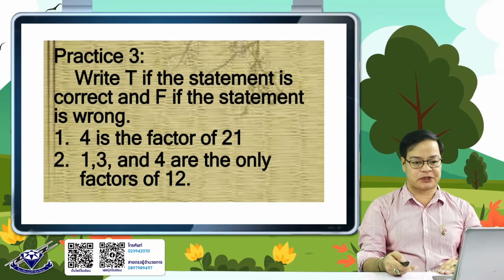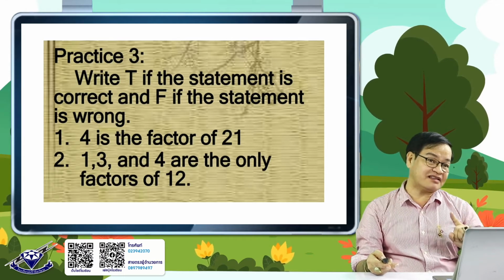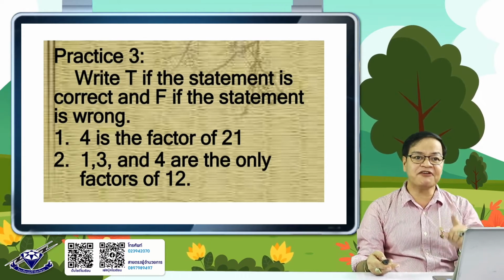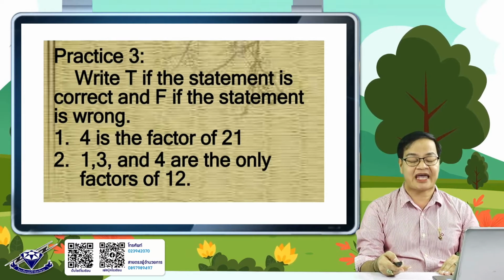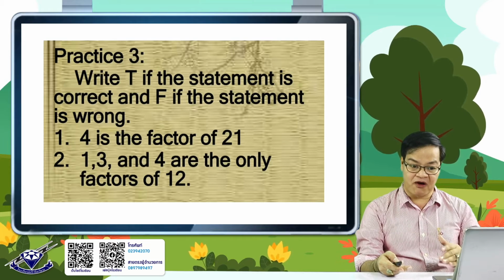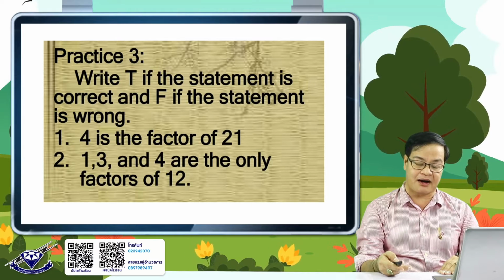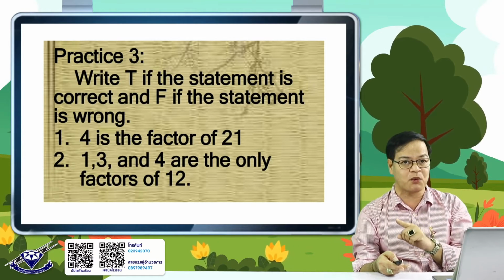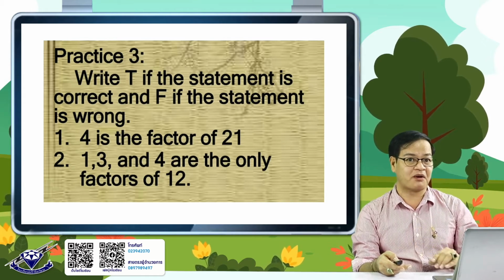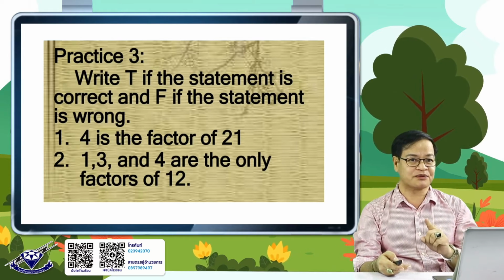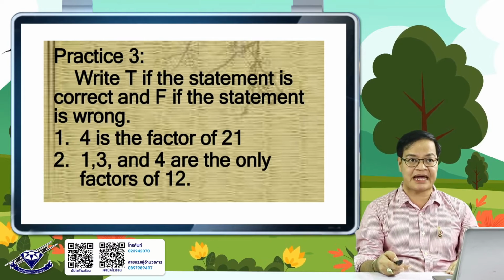4 is the factor of 21. What is the answer? The statement is wrong. If the statement is wrong, so you are going to write F. Okay, false. Why? Because the factors of 21 are 1 and 21, 3 and 7, right? So, it's not only 4. The answer is F.